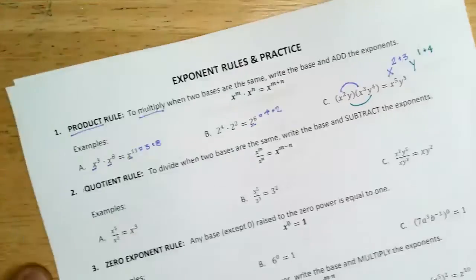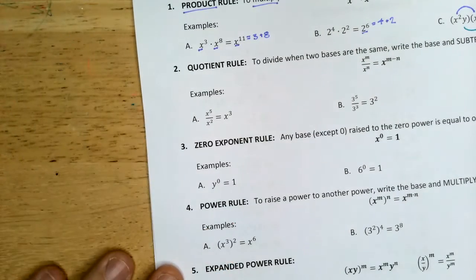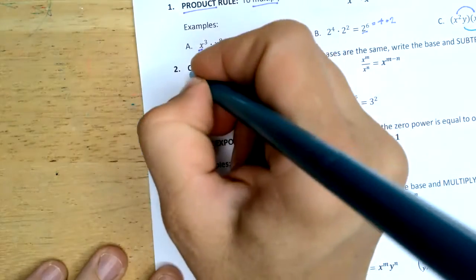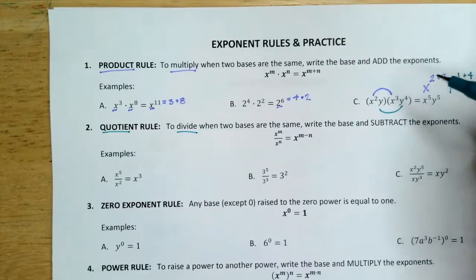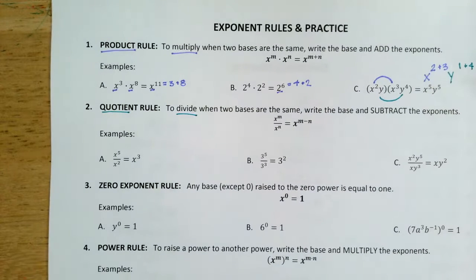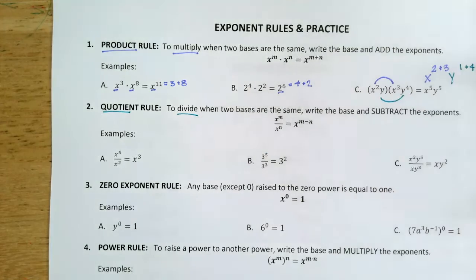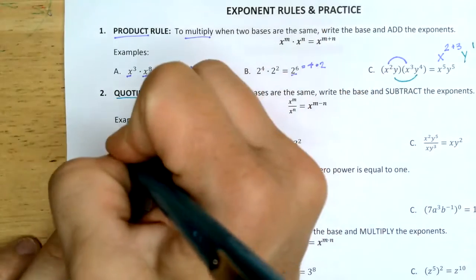And then the 2 plus 3 becomes the 5, the 1 plus 4 also becomes the 5, so that's our final answer. Quotient just means to divide, or what happens after you divide. The bases are still the same. Here we added the exponents because we were multiplying. Here we subtract the exponents because we're dividing.